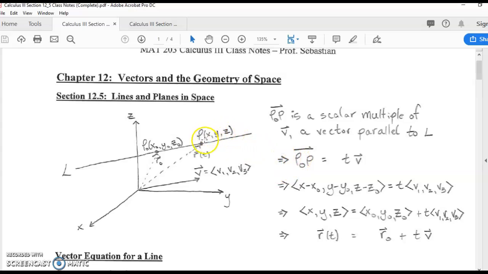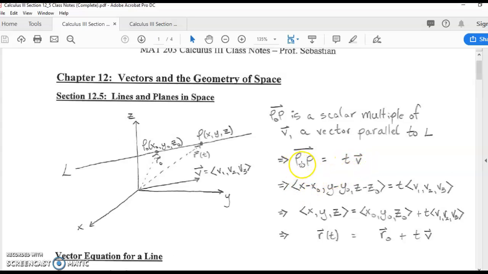Any other point on that line, P, which has coordinates x, y, z, whatever they are, the vector from P naught to that P is a scalar multiple of this vector v, right? Because it's going to be parallel to v. So if it's parallel to v, it's either exactly equal to v if it was the same length, or some scalar multiple of that vector v, because it's in the exact same direction. So in other words, the vector P naught P is t times the vector v, where t is a parameter. In other words, t is some number multiplied by v. It's a scalar multiple of v.